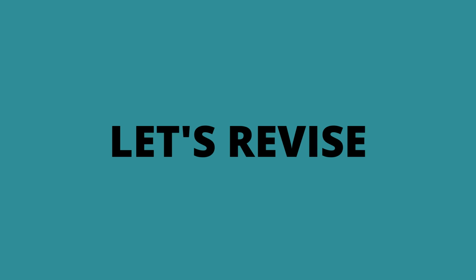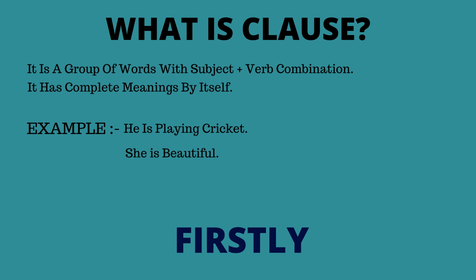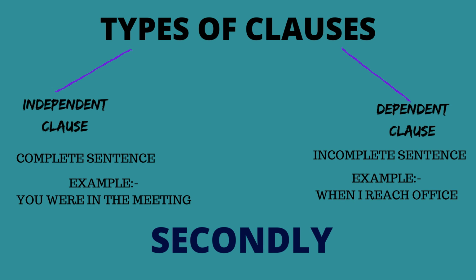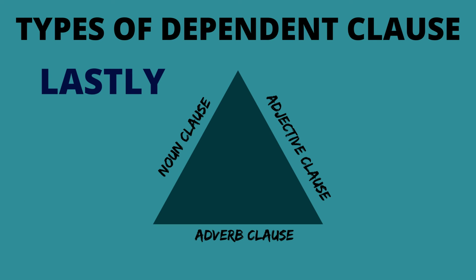Now let's revise what we have covered so far. We talked about what a clause is and then the types of clause, independent clause and dependent clause, and finally we talked about the three types of dependent clause: noun clause, adjective clause, and adverb clause. So this is all I have to share with you in this video today.